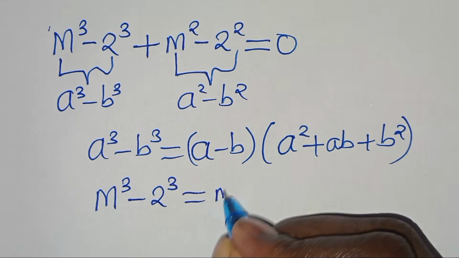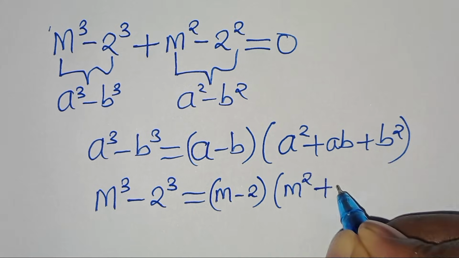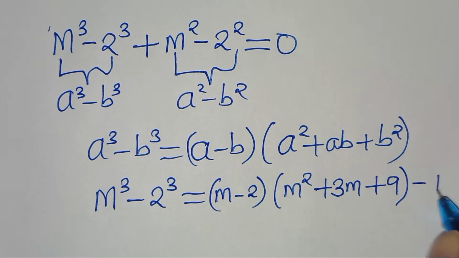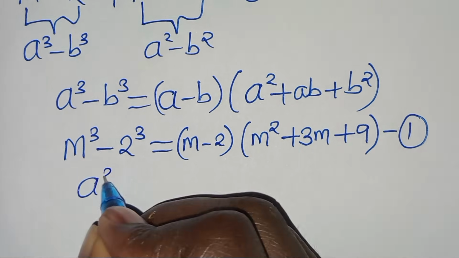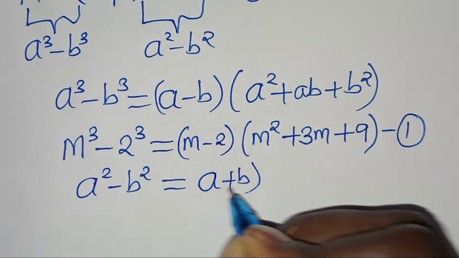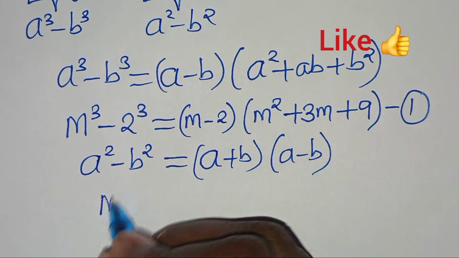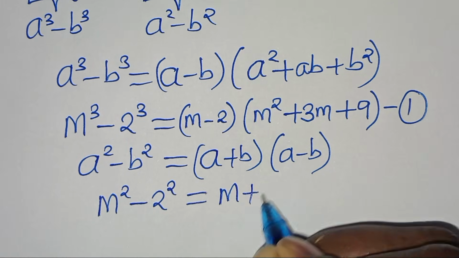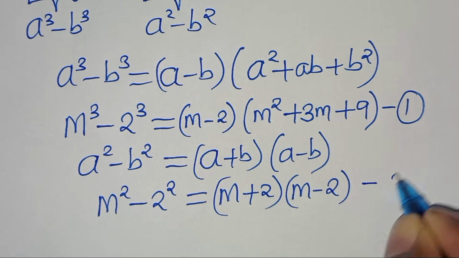Applying this identity, then m to the power of 3 minus 2 to the power of 3 can be expressed as m minus 2 times m squared plus 3 times m, then plus 3 squared, which is 9. Let's call this equation 1. And then we have that a squared minus b squared can be expressed as a plus b, a subtract b, whereby we have m to the power of 2 minus 2 to the power of 2, which we can express as m plus 2 multiplied by m minus 2. Let's call this equation 2.